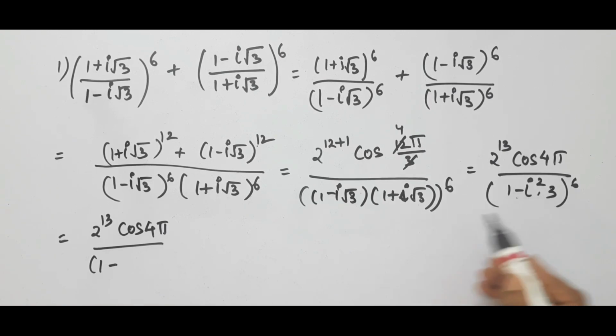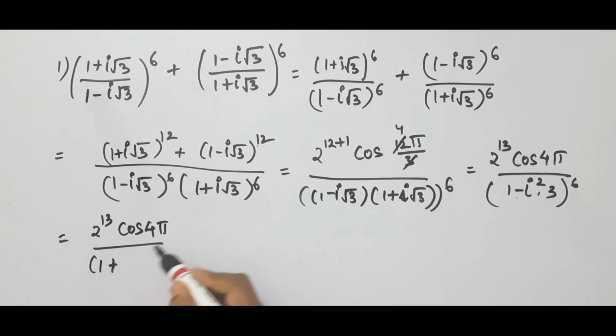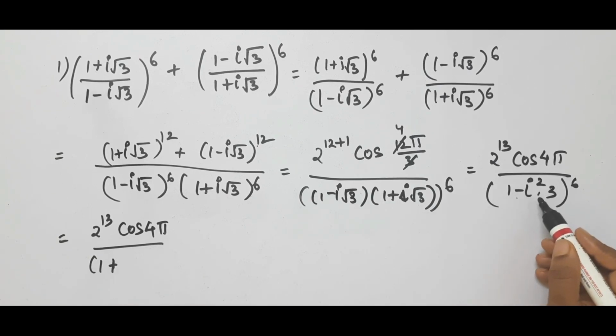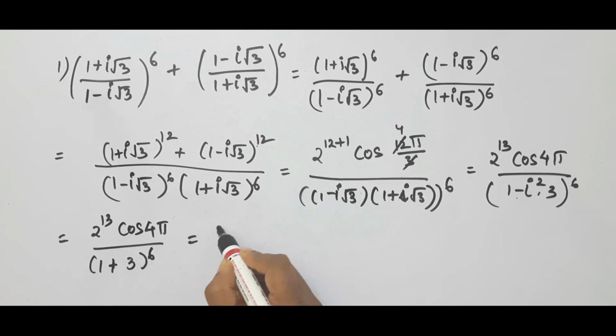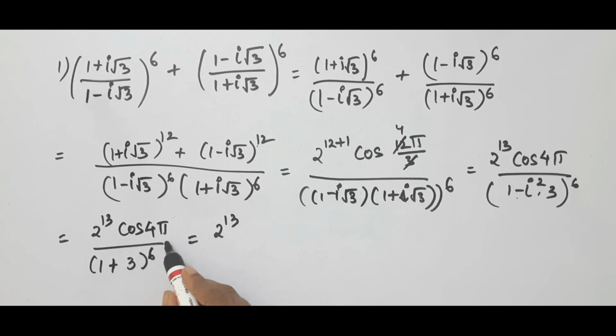Minus into minus becomes plus. So this is plus 1 into 3, which is nothing but 3. Is it not? So 3 whole power 6. Wait, this is equal to 2 power 13 into cos 4 pi, which is nothing but 1. Is it not? Because 4 pi can be written as 2 into 2 pi, and cos 2 pi value is 1.